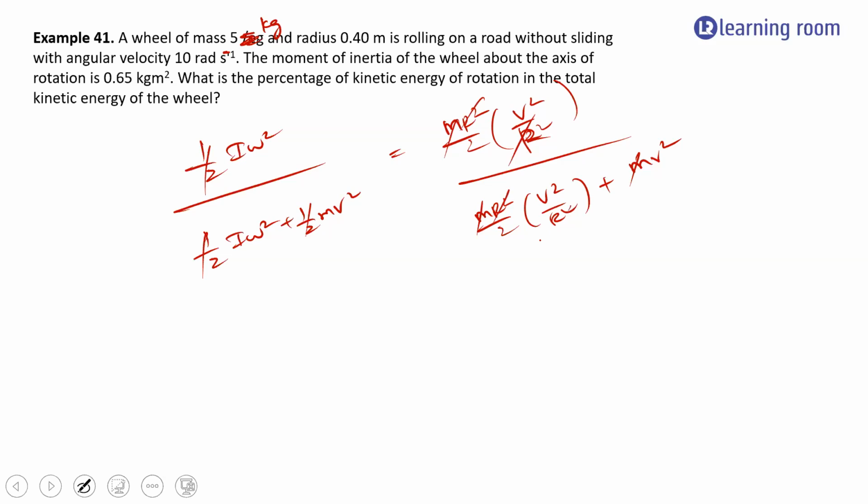R square is gone. R square is gone. So v square by 2, by 3v square by 2, cancel. It's going to be 1 is to 3. How much is it? 33%. So out of 100% of the total energy, 33% is taken by the rotational energy. So the fraction is 1/3, into 100, 33. Am I clear?